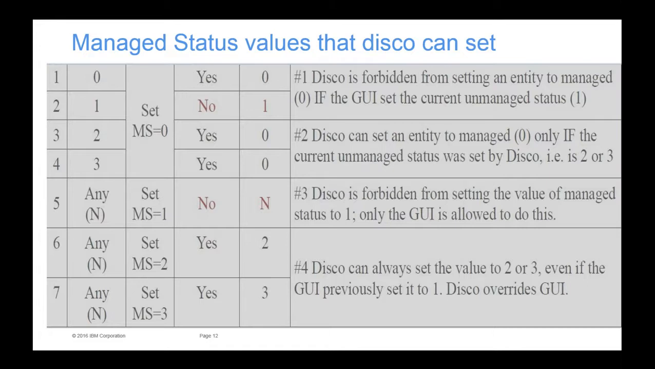In line number 6 and 7, can the DISCO set the managed status value to 2 or 3? Yes, DISCO can always set the value to 2 or 3, even if the GUI previously set it to 1. DISCO can override the GUI in that regard, or in that instance. Next slide.